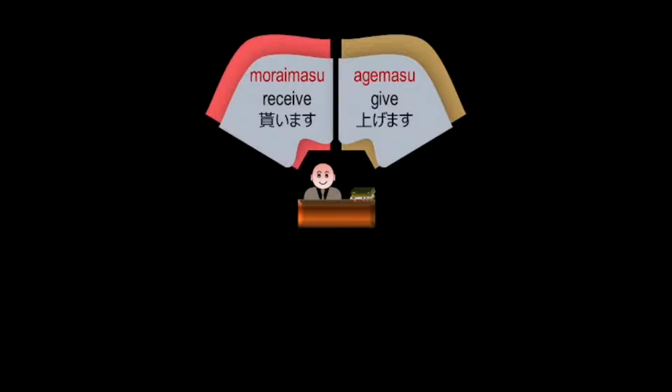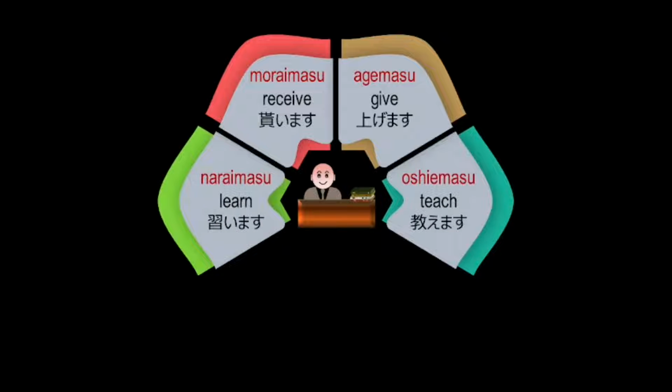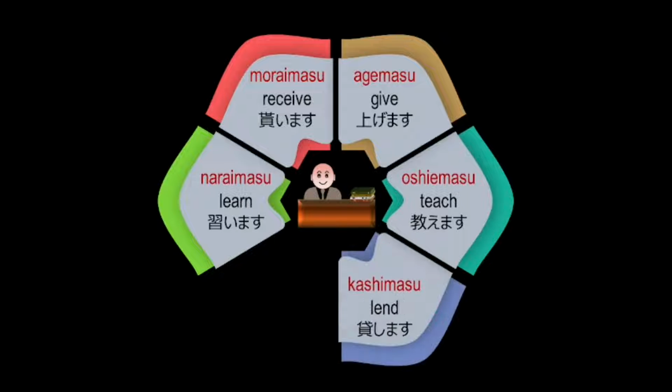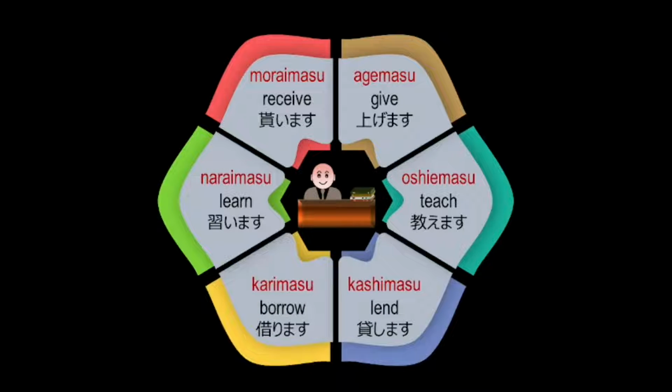Let me begin with the verb agemasu, which means to give. Its past tense is agemashita and the negative is agemasen. To know how to form the negative and the past tense, please watch my previous video on verbs. Next is moraimasu, which means to receive. Next is oshiemasu, which means to teach. And naraimasu means to learn. Next is kashimasu, which means to lend. And the last verb is karimasu, which means to borrow.